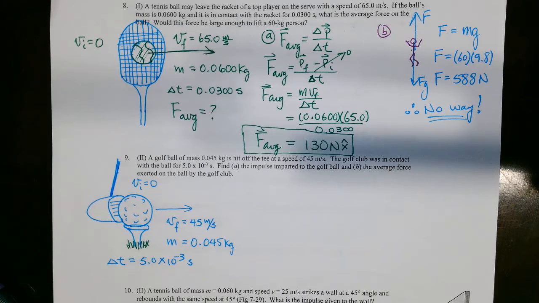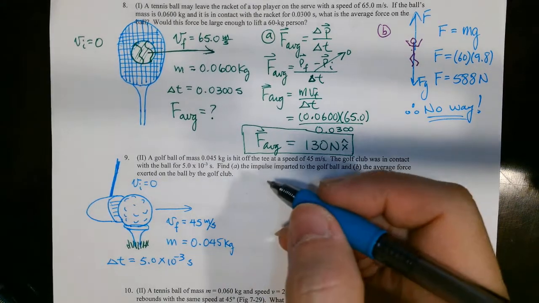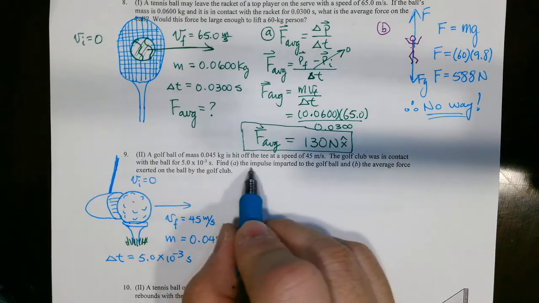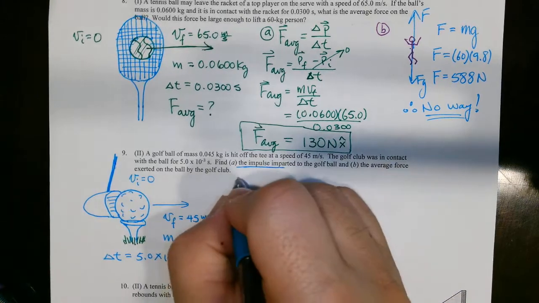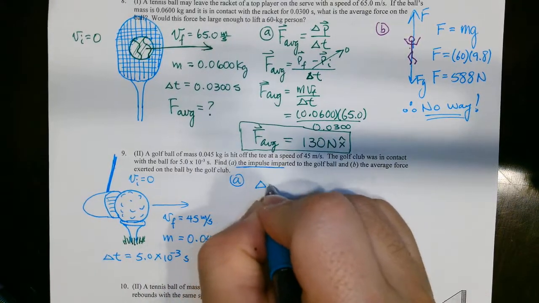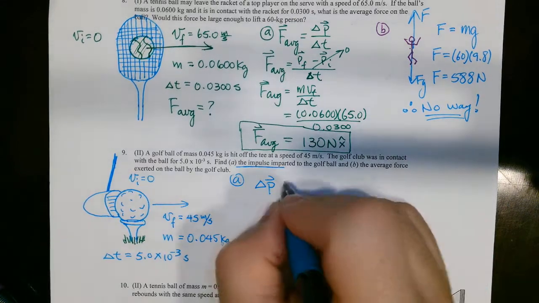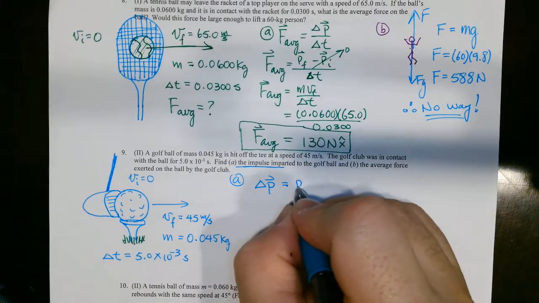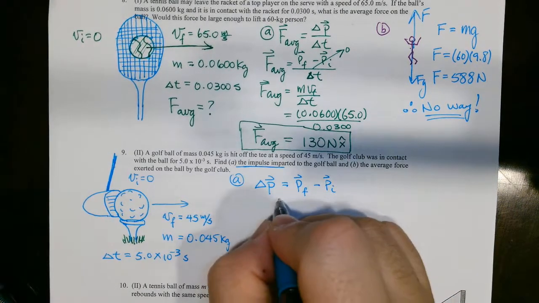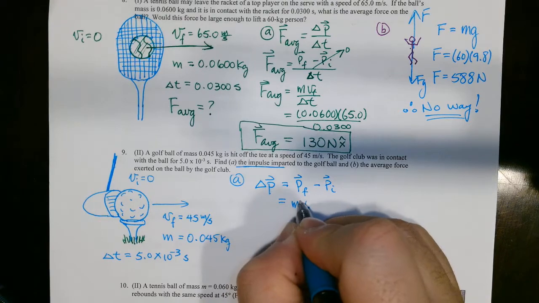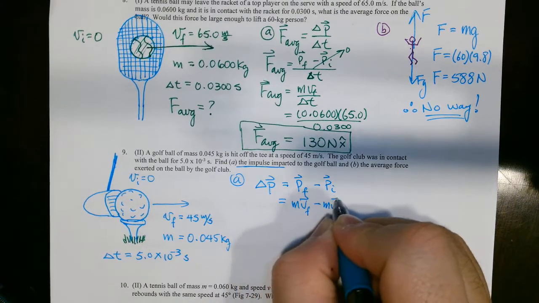So these are pretty much what's given to us for this problem. So let's figure out what's going on. Here they want us to figure out what impulse is imparted to the golf ball. So for part A, impulse is simply nothing more than change in momentum. And change in momentum is momentum final minus the momentum initial.